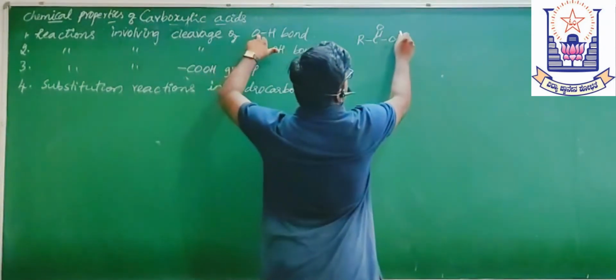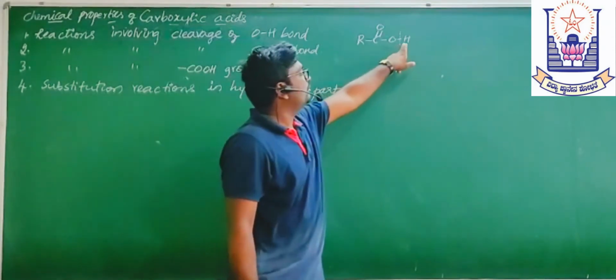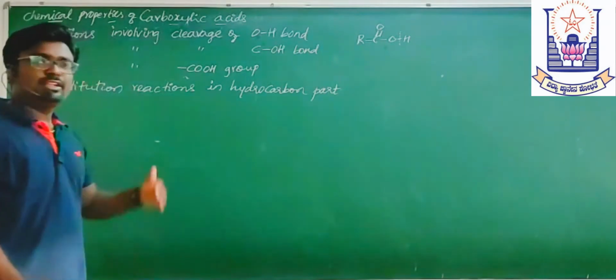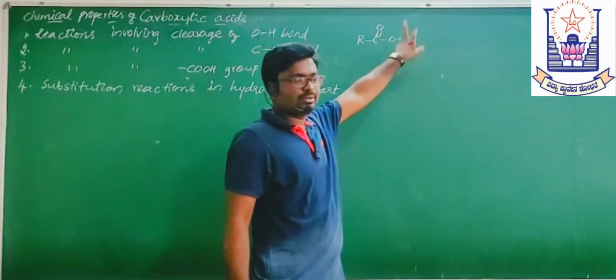Here, this is what we have to discuss: reactions involving cleavage of the OH bond in carboxylic acids. That proves the acidity of the carboxylic acids.